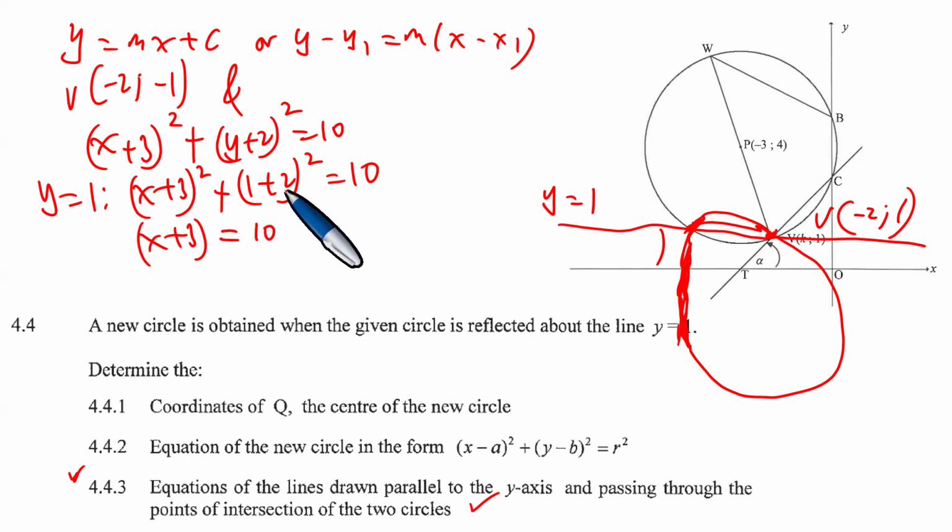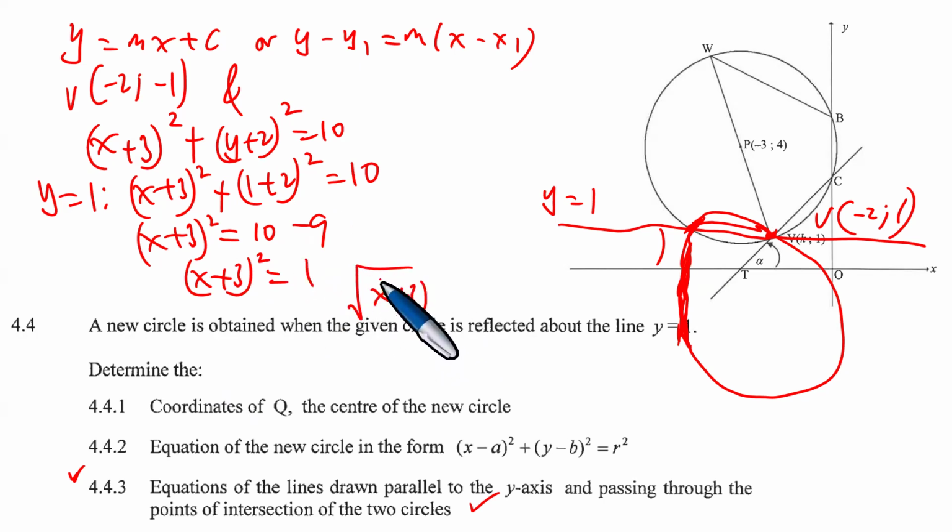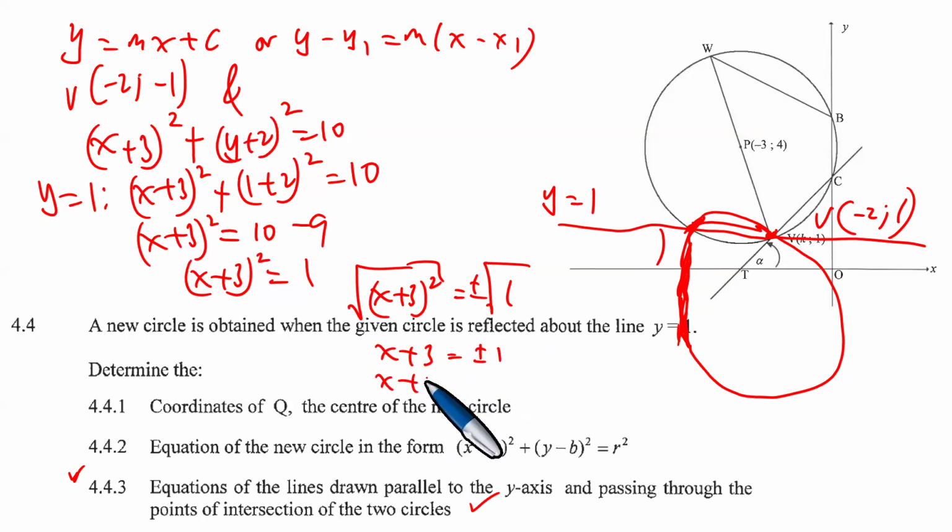This is 10. 1 plus 2 is 3. 3 squared is 9. So x plus 3 squared equals 10 minus 9, which is 1. You apply the square root on the left, and plus or minus the square root on the right, which means x plus 3 is plus or minus 1. So x plus 3 is 1, or x plus 3 is minus 1, which means x is 1 minus 3, which is minus 2, or minus 1 minus 3, which is minus 4.